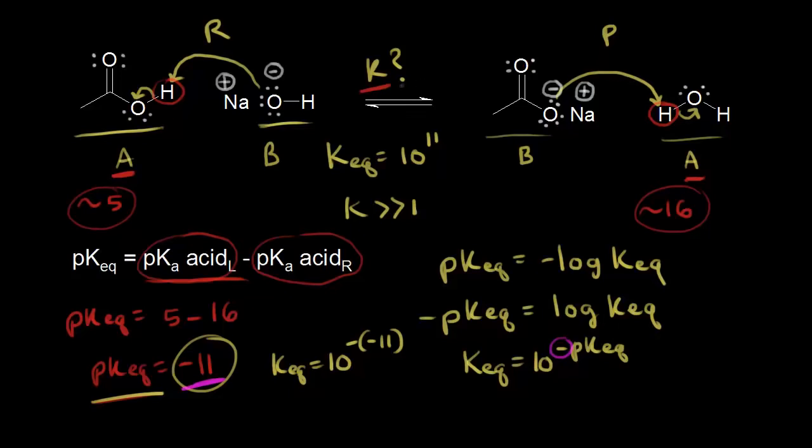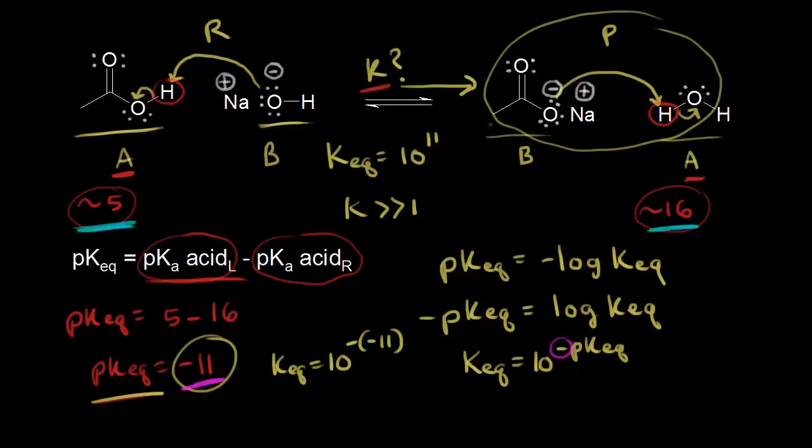The equilibrium lies to the right, and we have a large amount of our products compared to our reactants. If you wanted to do that a faster way, if you just wanted to figure out which direction the equilibrium lies, look at your pKa values. Let's go back up here. You can see on the left it's 5, and on the right it's 16. We figured out that the equilibrium lies to the right.